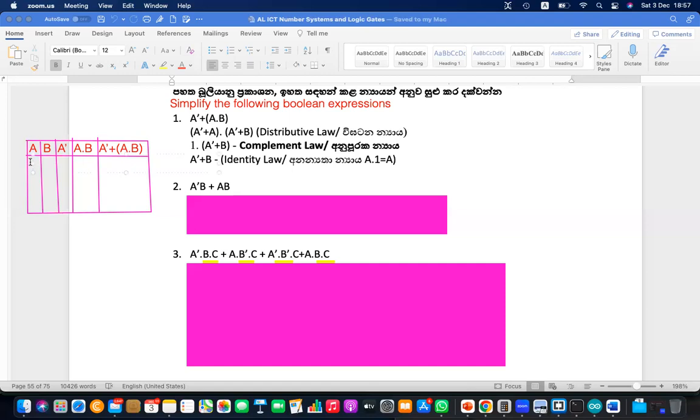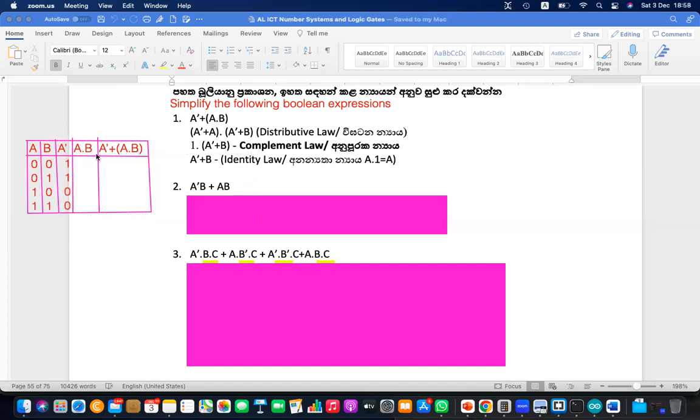Alright, anyway, let's draw. So 0. When we draw a truth table, there are two variables. So A is 0 0 1 1, and the next one we put is 0 1 0 1. That is B. A not is the opposite of 0 0 1 1, so A not is 1 1 0 0.